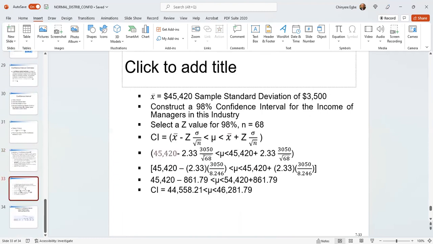Now, what do we have? We have a sample mean. We use 4520 and a standard deviation of 3,500. The Z value is 2.33. So we take the sample mean, 45,420, minus, and I'm going to make this a little clearer.